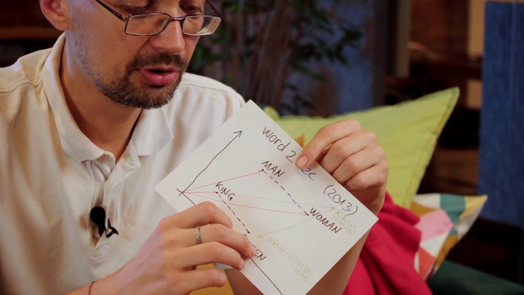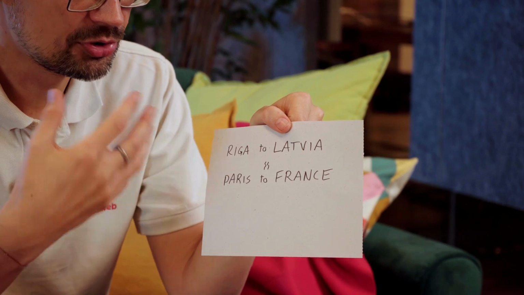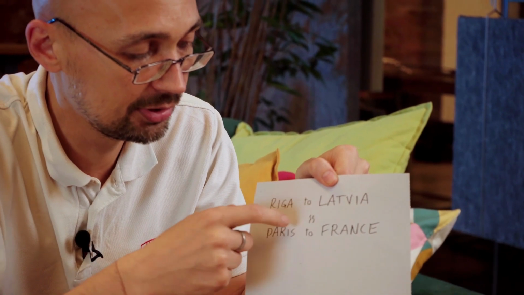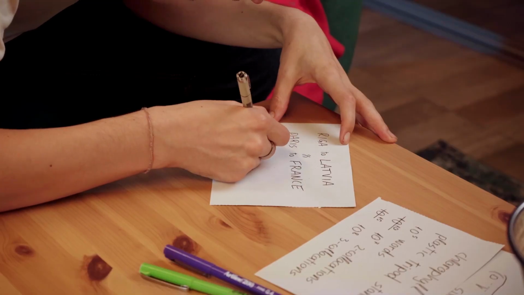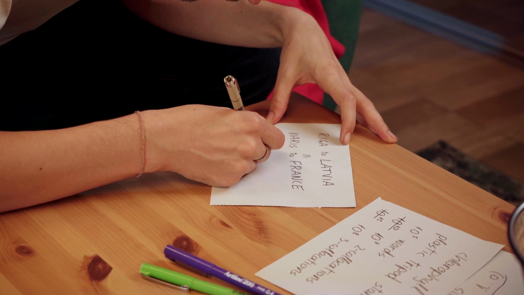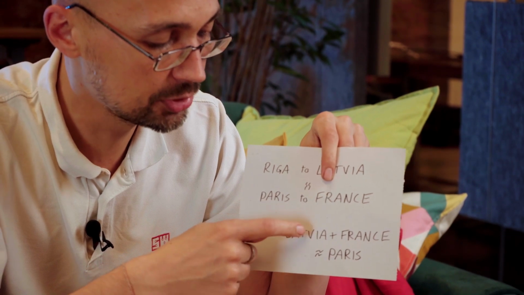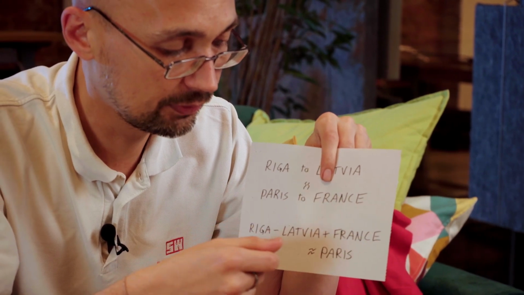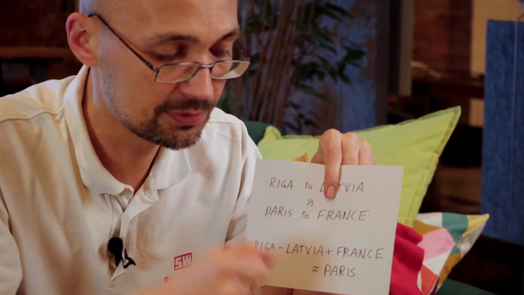And by this technique, from this framework, even if we do not know the capitals of states, we can figure out that, for example, the relation of Riga to Latvia is approximately equal to the relation of Paris to France. In other words, if we treat all these words as vectors, then the vector for Riga minus the vector for Latvia plus the vector for the word France approximately equals the vector for the word Paris.